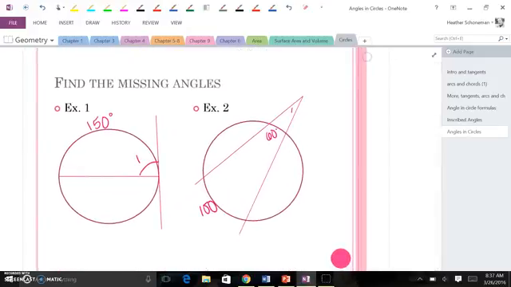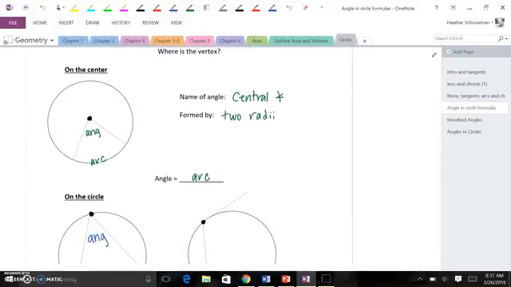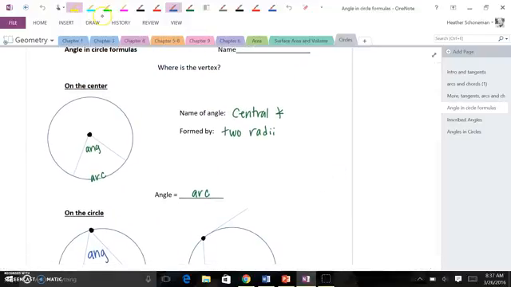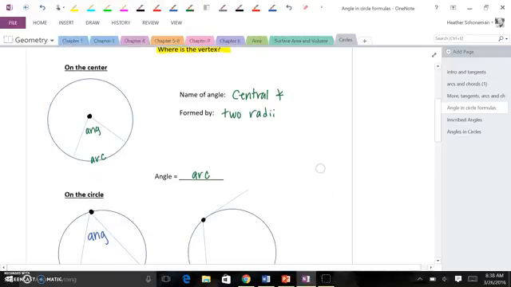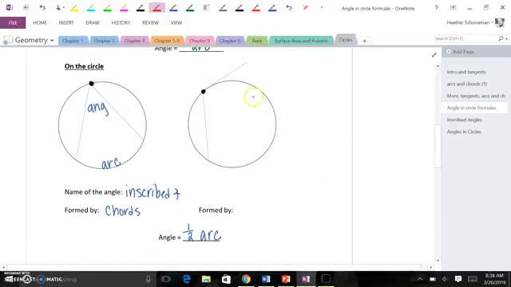Okay, but what if the vertex is somewhere else? We need some more formulas, so let's get your formula sheet back out. We keep asking ourselves, where is the vertex? That's going to be a really important question, and the answer depends on what we're going to write. If it's on the center, it's a central angle and the angle equals the arc. If it's on the circle, it can be an inscribed angle, or it could look like this. And then, because the vertex is on the circle, this angle right here is half of this intercepted arc.